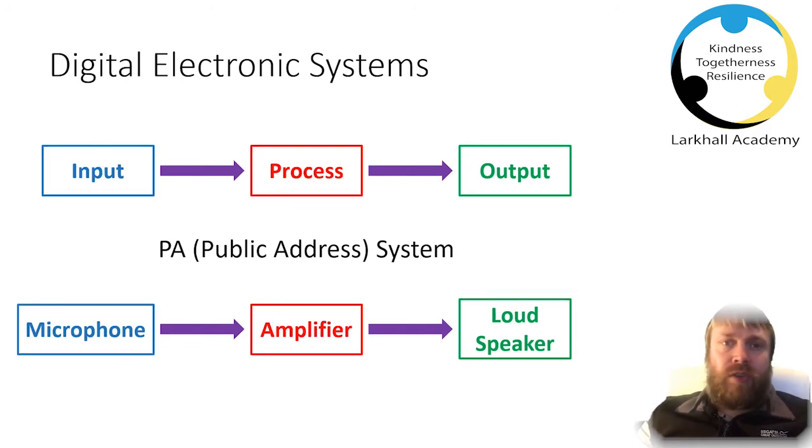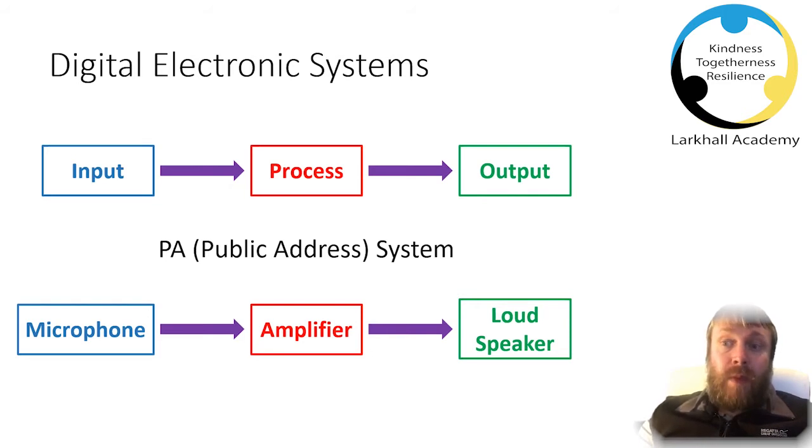We maybe use headphones if we're listening to things on phones or whatever, but if you're looking for a public address system, obviously you want everyone to be able to hear this. So you'd use a loudspeaker so everyone can hear it. So that's an example of a digital electronic system.